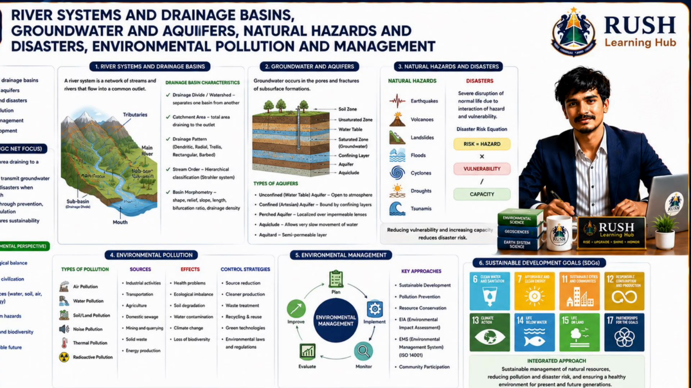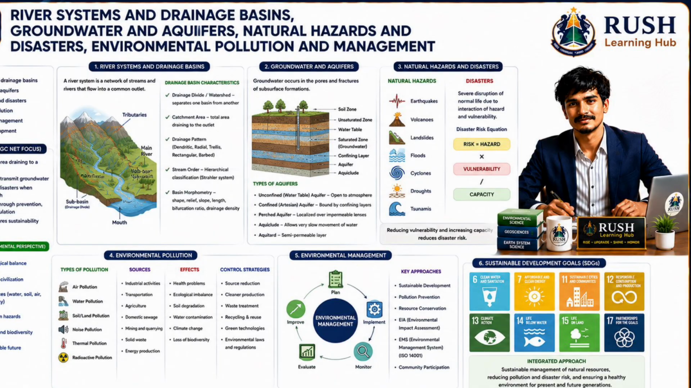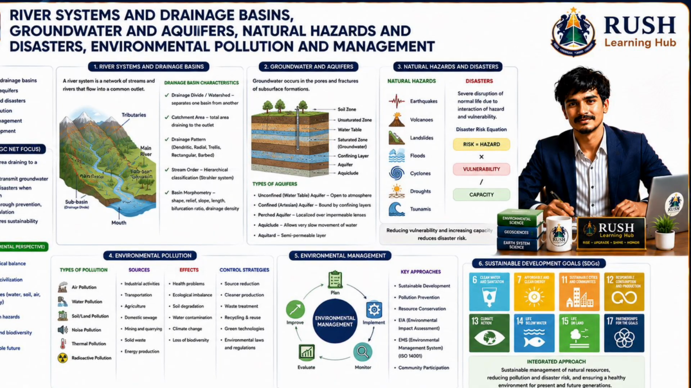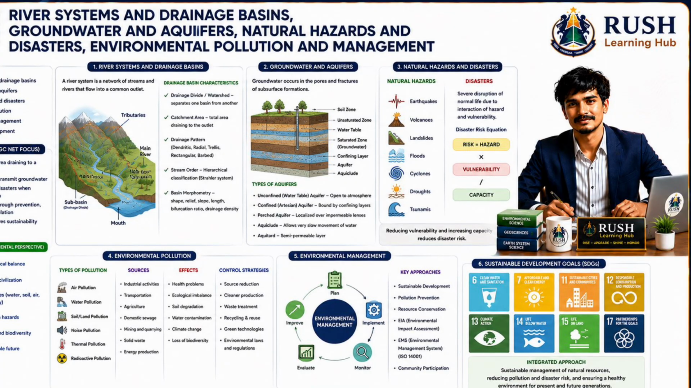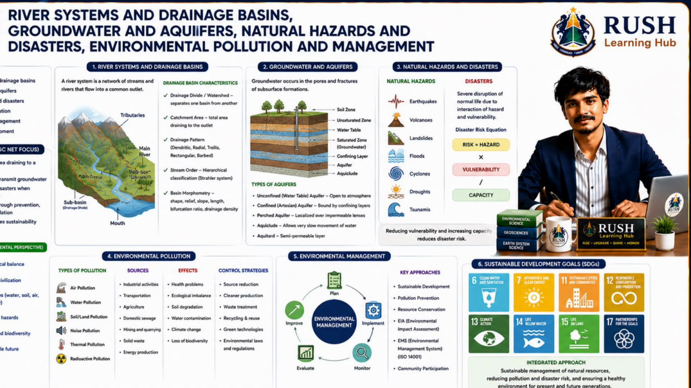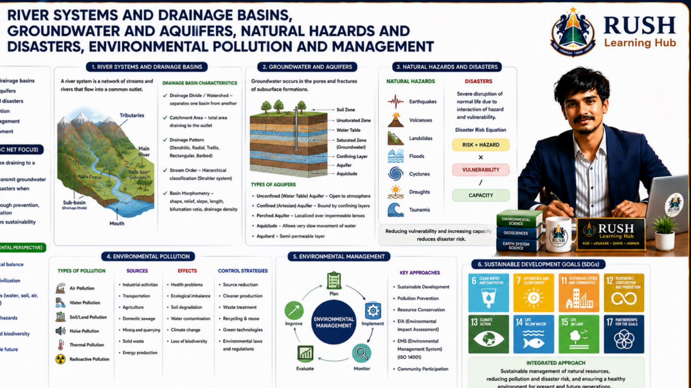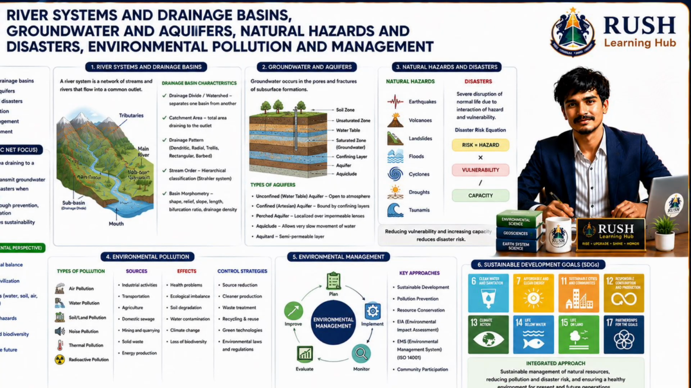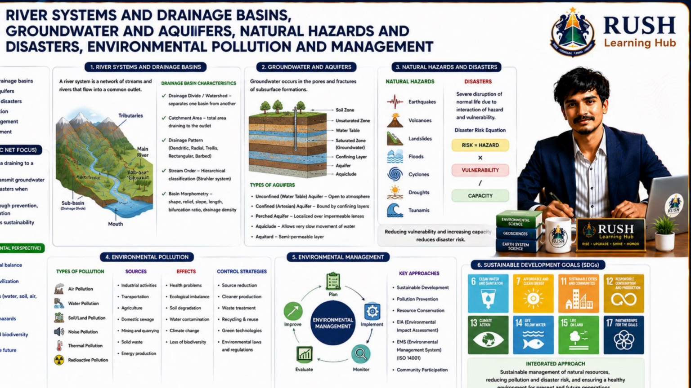Unconfined aquifers have a water table exposed to atmospheric pressure and are directly recharged by rainfall. Confined aquifers are enclosed between impermeable layers and contain water under pressure. Perched aquifers occur above the main water table due to the presence of localized impermeable layers. Artesian aquifers are confined aquifers where water rises naturally due to hydrostatic pressure.